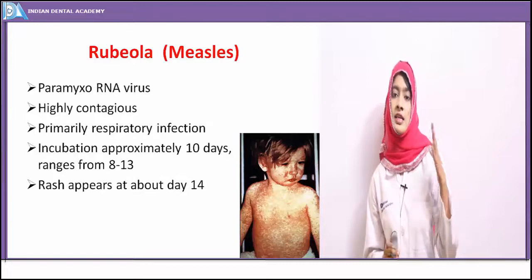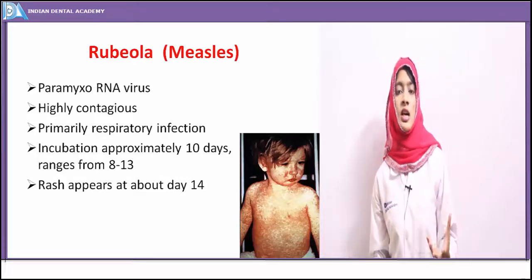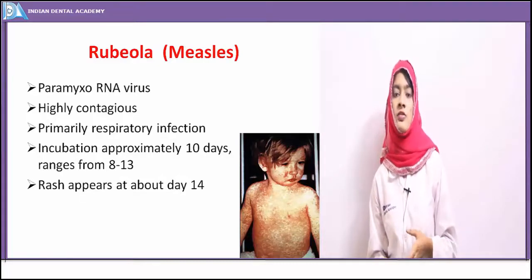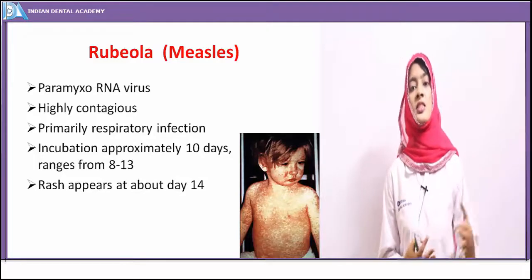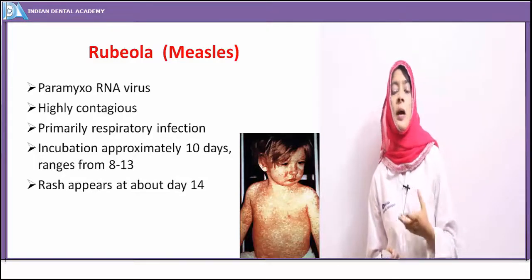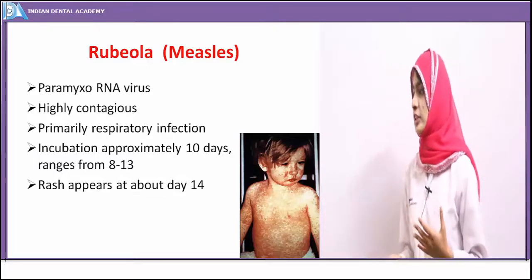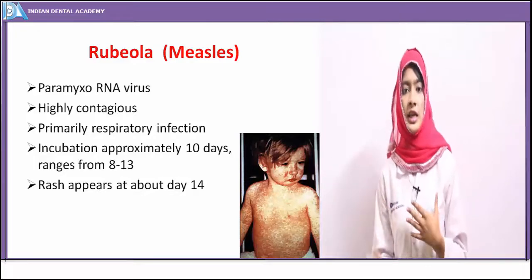It is primarily a respiratory infection, that is, transmission from one person to another occurs through droplet spread or airborne infection. The upper respiratory tract is infected basically in this disease. The virus enters the upper respiratory tract and multiplies. The incubation period for measles is approximately 8 to about 13 days.